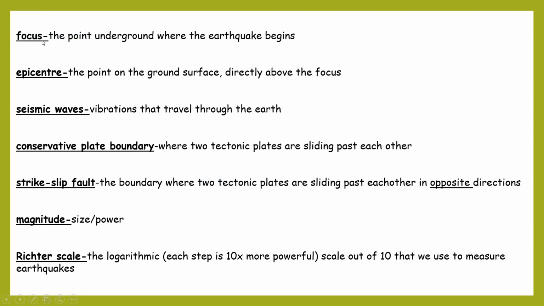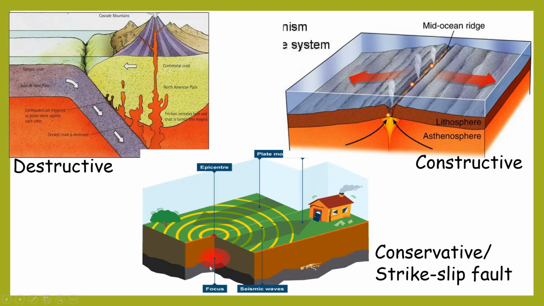So the focus is the point underground where the earthquake begins, and the epicenter is the point above the focus where the shaking spreads out at the Earth's surface. So there's your focus, where the actual rip, the break, the movement happens within the crust, and above it is the epicenter where the shaking kind of ripples out in all directions. All right.